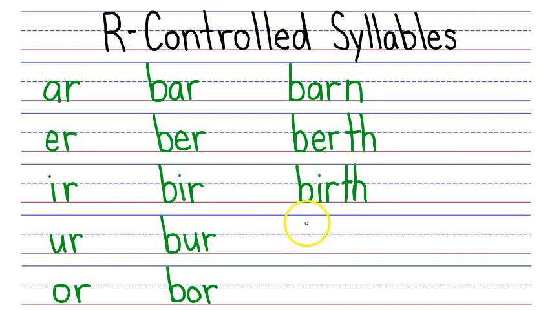And then you can have the word burn with a B that says B, a UR that says er, and an N that says N, burn. And then you can have born, as in B that says B, OR that says or, and N that says N, born. As in, existing as a result of birth. So let's read these all quickly. Ar, er, or. Bar, burr, bore. Barn, berth, birth, burn, born. These are all R-controlled syllables because they're syllables with an R-controlled vowel sound.